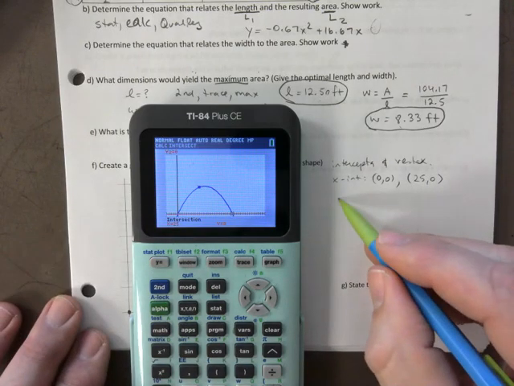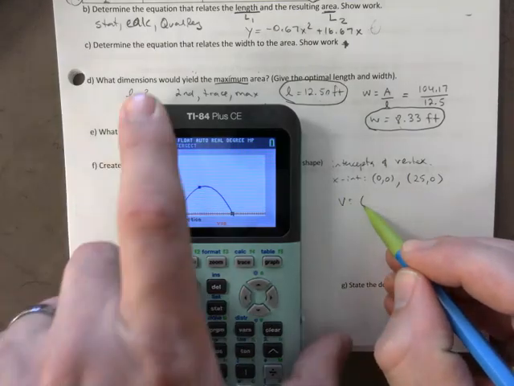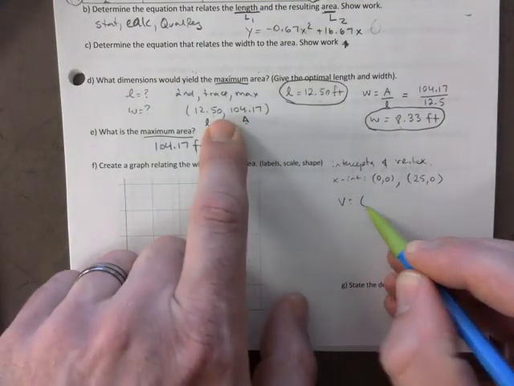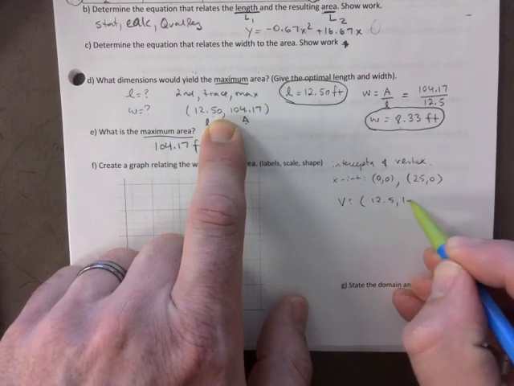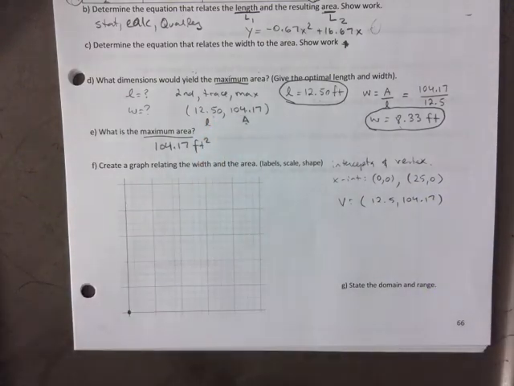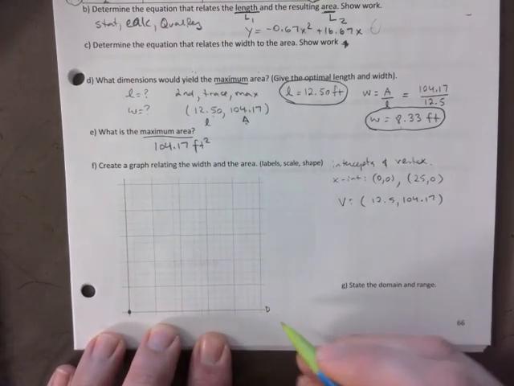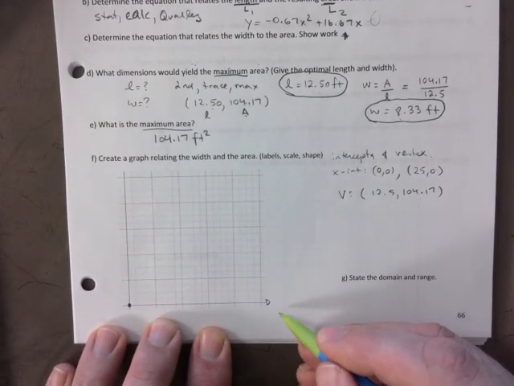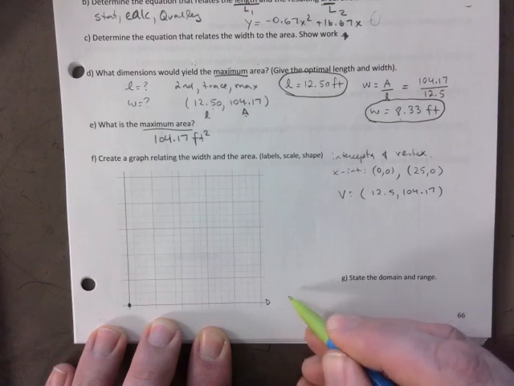I do know my vertex, right? The vertex is (12.5, 104.17). So now I have everything I need to make my scale. I still didn't see everything that I need when it's a word problem.